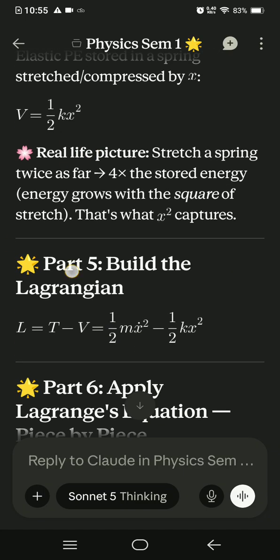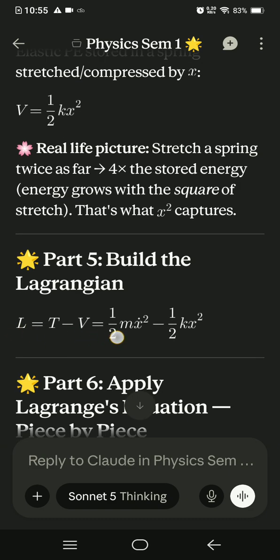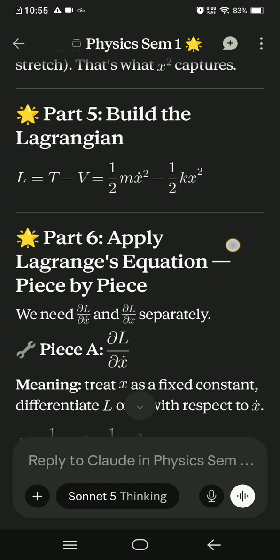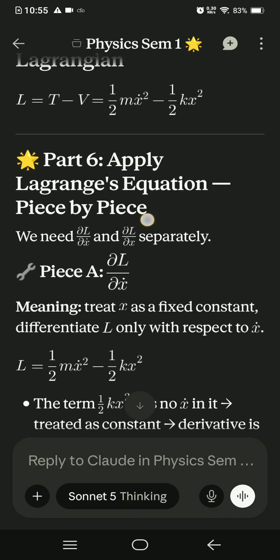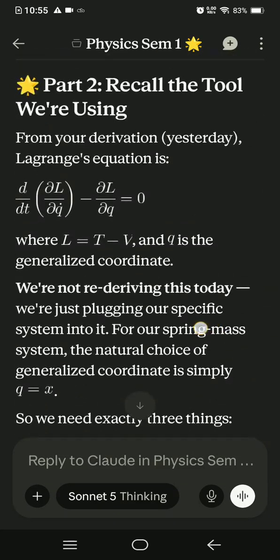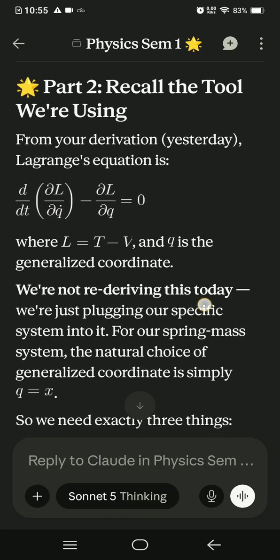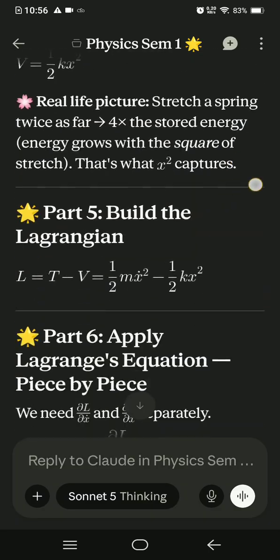So we are going to use the equation L equals T minus V. Now we have T and V. We are going to subtract those and apply Lagrange's equation piece by piece. Now to use Lagrange's equation, we have L, since we substituted and got L. Now we have to take the partial derivative of L with respect to q dot and with respect to q, and then for q dot we also have to take the time derivative. So this is what we are going to do basically.